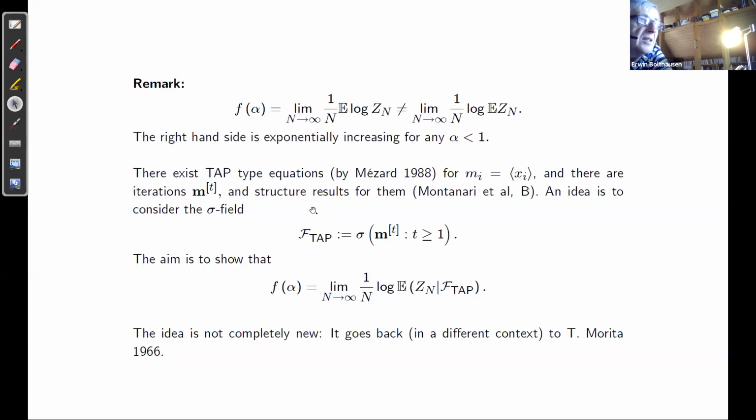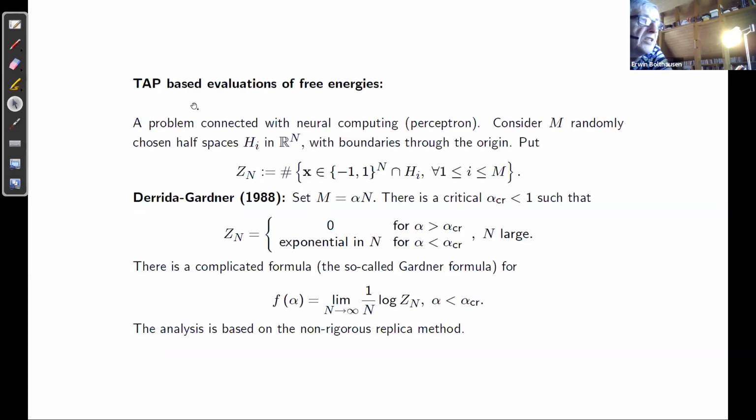So that was my original motivation for looking at these TAP iterations here. So okay, maybe I was going 1-2 minutes over time. So sorry for that. Thank you very much.